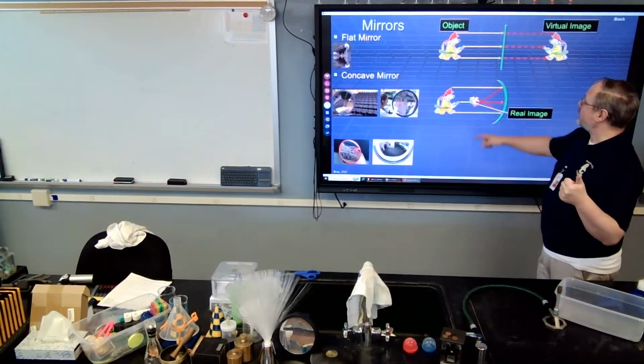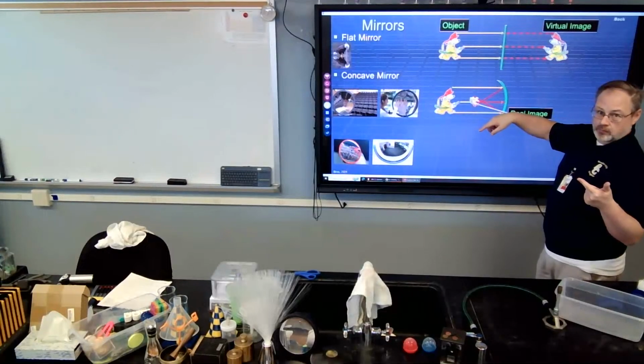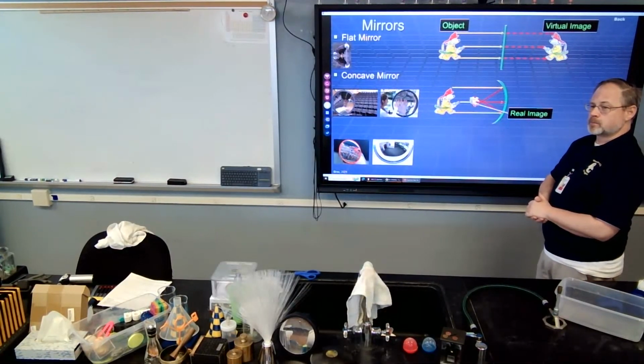Upright if it's matching the object and orientation. Inverted if it's upside down. Can you go over why the first one's virtual and the second one's real?